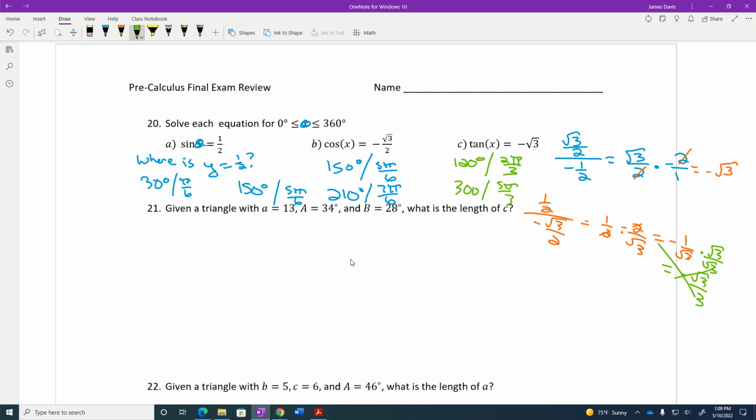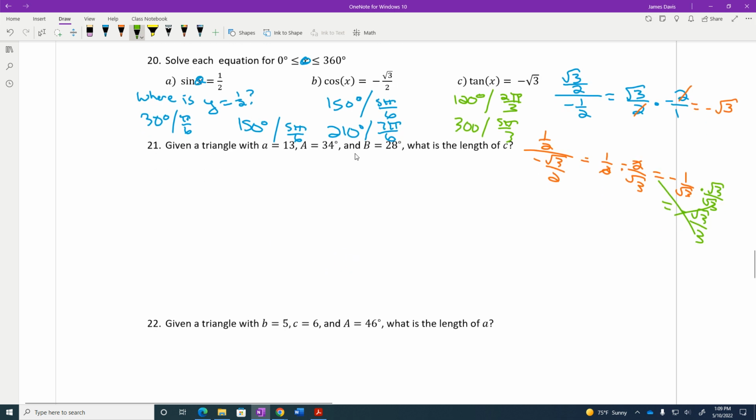All right. Here's another triangle. Says we're given a triangle, so we should draw a triangle. This one does not say a right triangle, so we just draw any triangle, call it ABC. And let's plug in everything they give us. Big A is 34. Little a opposite of that is 13. Big B is 28. We want to know little c.